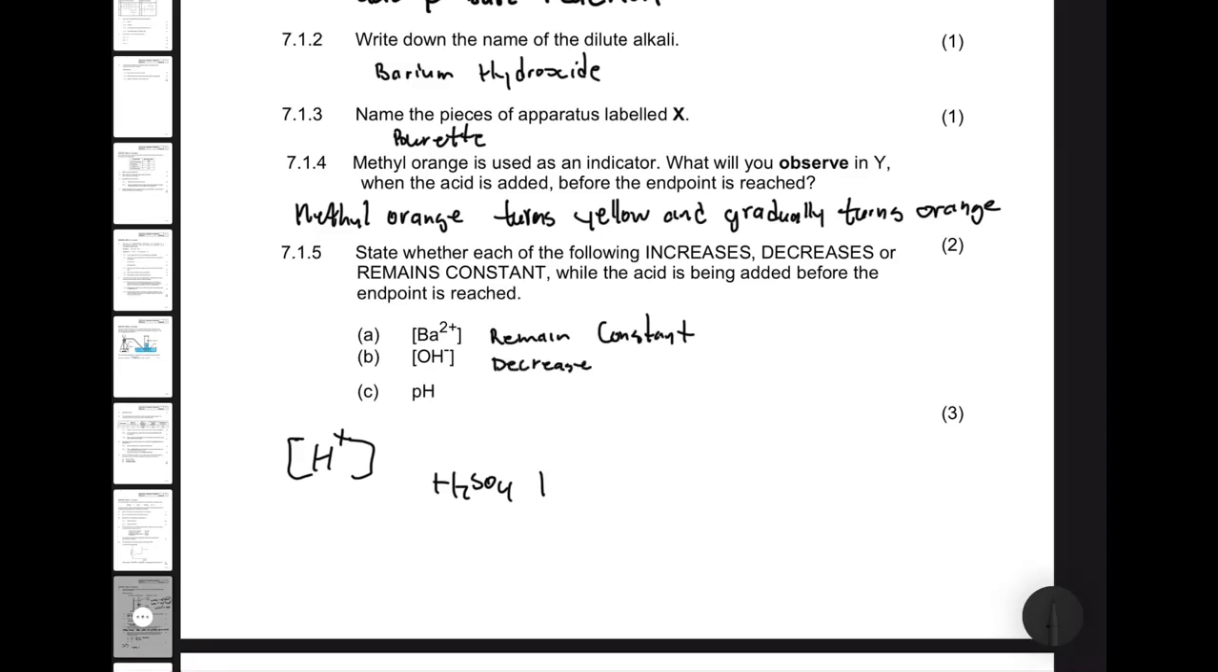So for pH, we know that pH is equal to minus log of H+. The more you increase the concentration of H+, the lower the pH will be, right? So as we increase H+, the pH will consequently decrease.